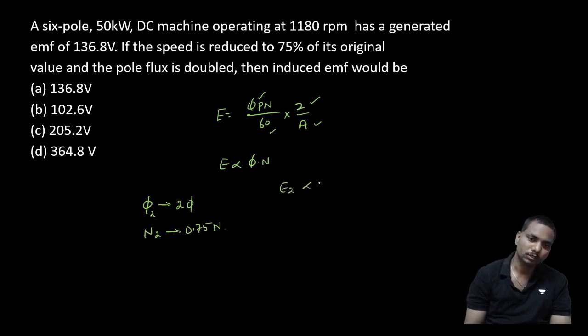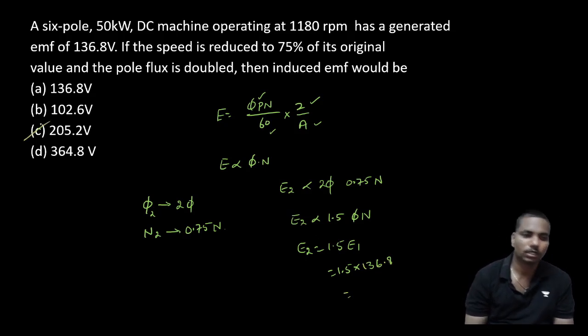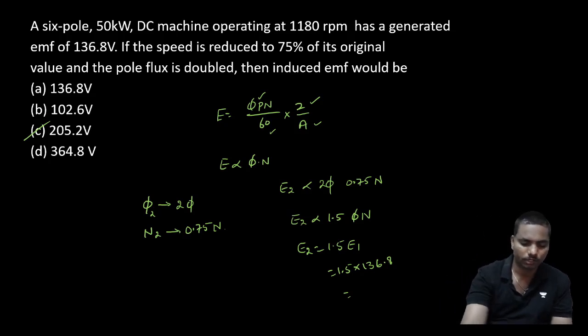EMF is proportional to 2φ and speed is 0.75 of N. So EMF is proportional to 0.75 into 2, that is 1.5 of the φN, that is E2 is equal to 1.5 of E1. So 1.5 times 136.8. Let us consider it as 140, that is 210. So less than 210. So the answer is option C. Like that we have to go with the approximation method.